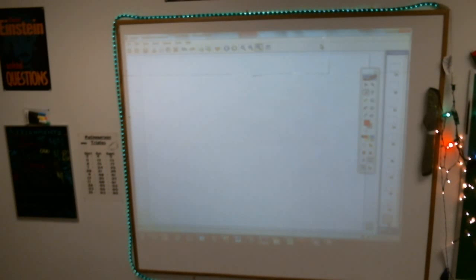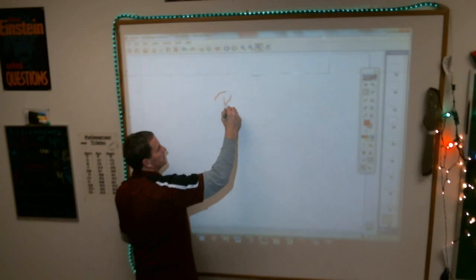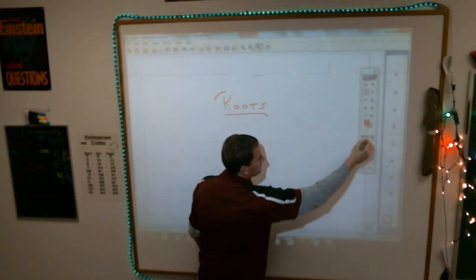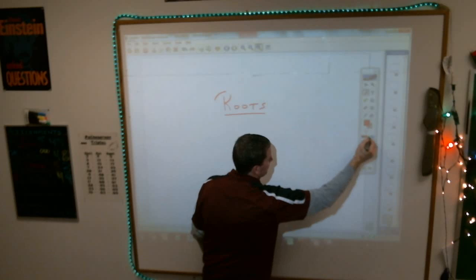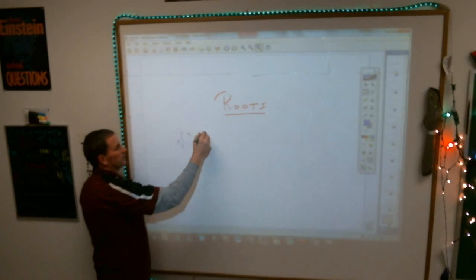Roots. You may have just enough time to briefly gaze upon this. Roots. First things first, you've got square roots, right?